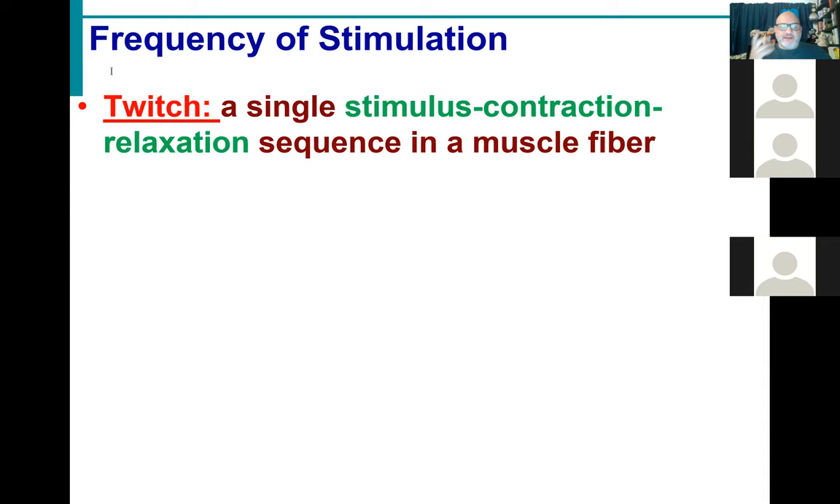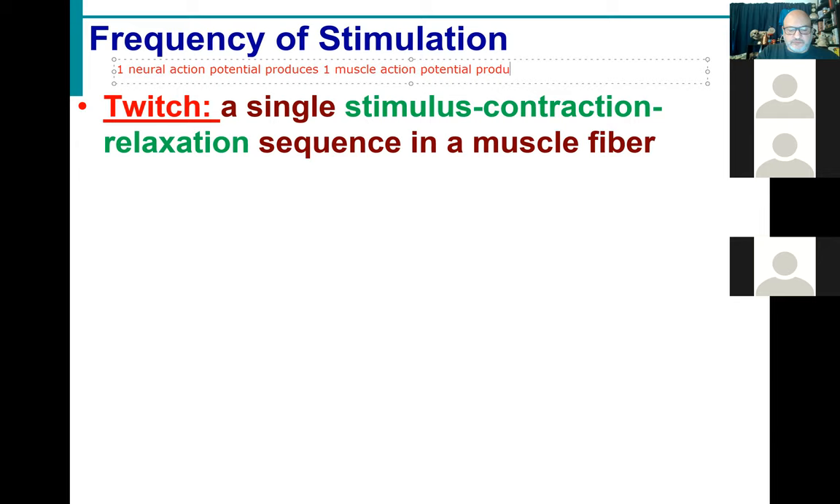Typically with muscle cells, and again, there are things that can modify this, everything is always more complicated, but typically one neural action potential produces one muscle action potential. And one muscle action potential produces one twitch. What a twitch is, is a single stimulus, contraction, and relaxation inside of a single muscle cell. And remember, muscle cell and muscle fiber are terms we can use interchangeably.